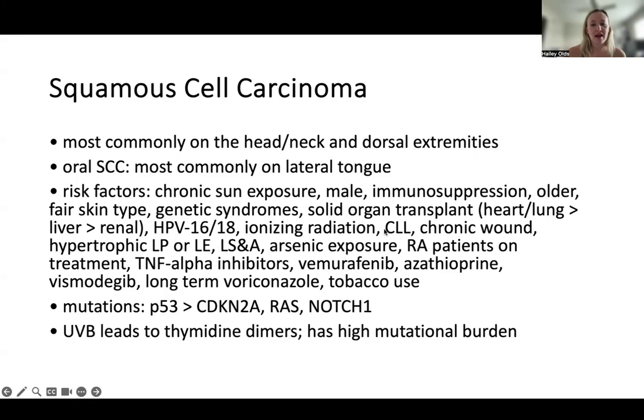So it's most commonly on the head and neck and dorsal extremities, like the dorsal hand. Oral SCC is most commonly on the lateral tongue. And then risk factors, a lot of sun exposure, immunosuppression. It can be seen with some genetic syndromes. HPV increases the risk. Some conditions where there's chronic inflammation, like hypertrophic lichen planus or LSNA.